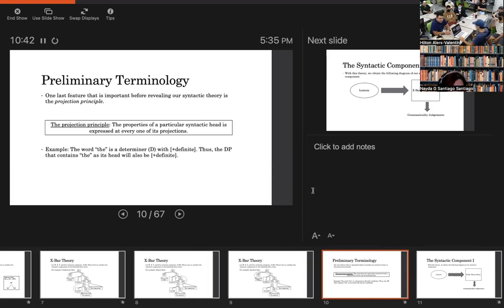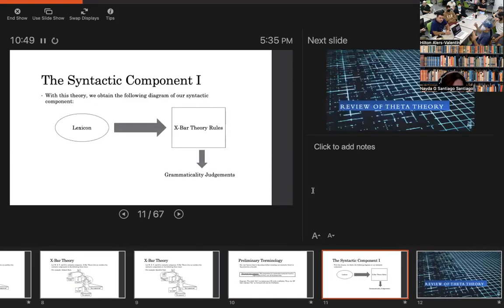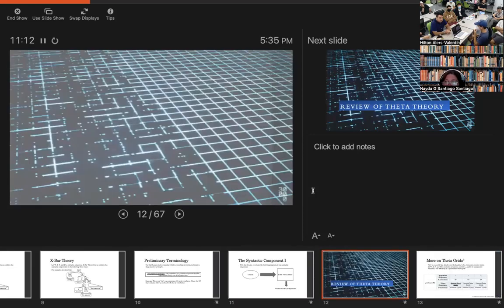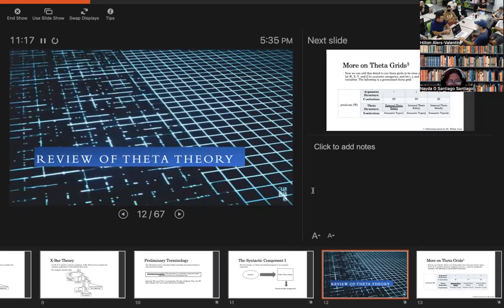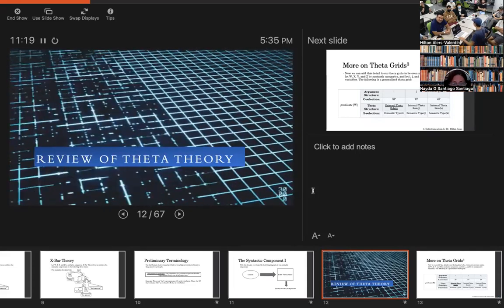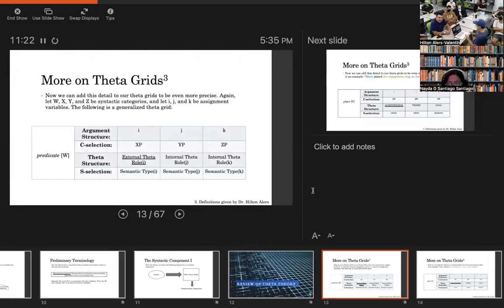All right, and so we come to what we wish was the syntactic component, right? Which is, you have the lexicon, the syntax takes in the lexicon and uses these X-bar rules to form all of the possible sentences. And from there, we can make grammaticality judgments, right? That would be an ideal world where we just take words, we put them together and boom, we're done, right? And so now we're gonna go to why we can't do that, right? And we're gonna do that through theta theory, right? I've stepped up my game a little bit in this one. Wow.